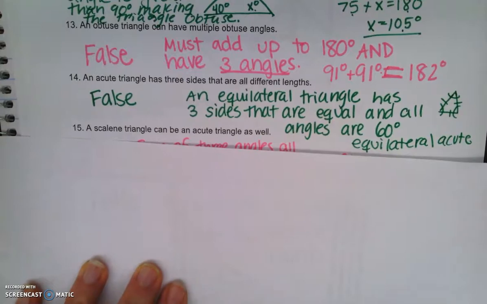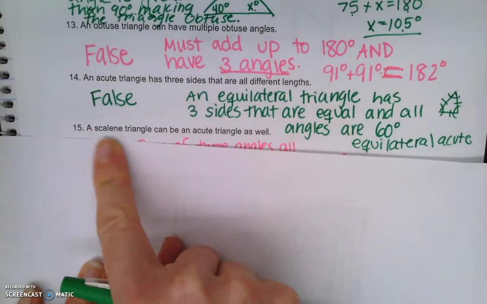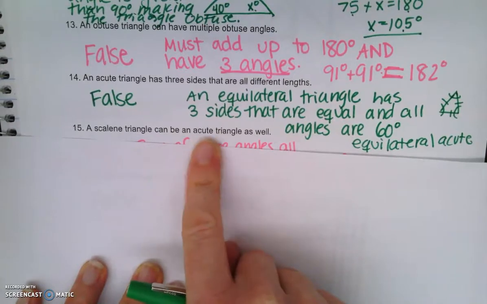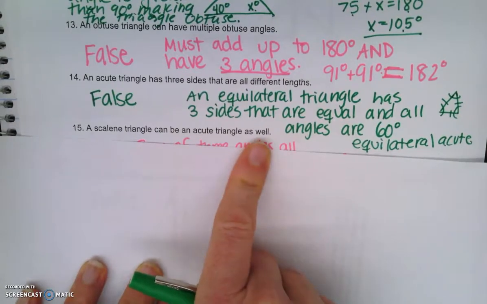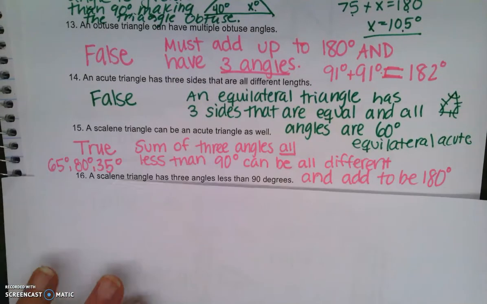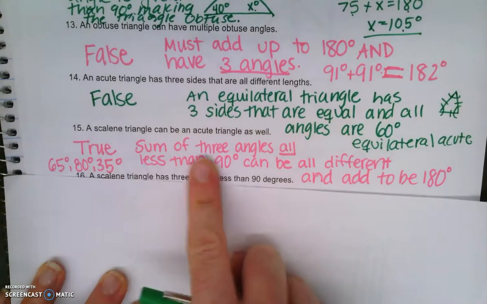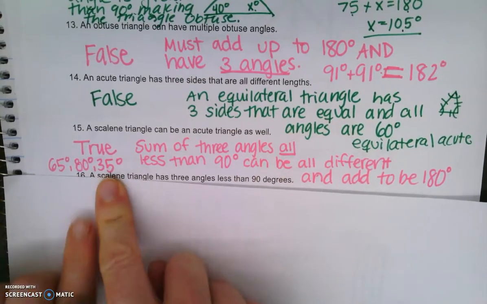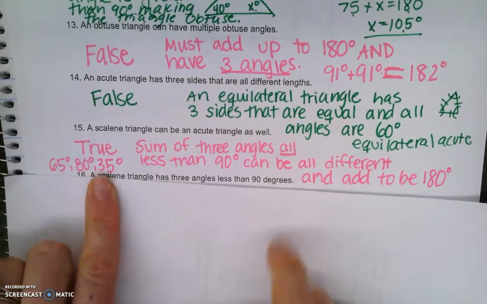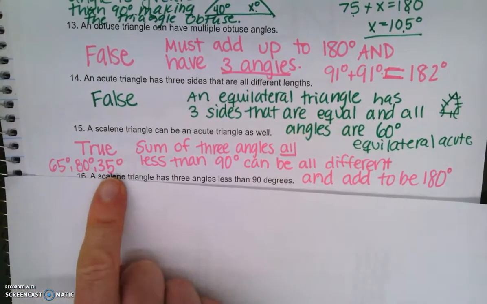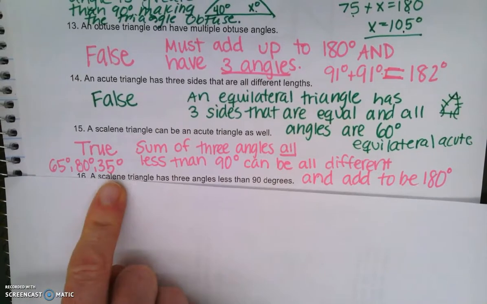15. A scalene triangle, scalene, all three sides are different lengths, can be acute. All angles are less than 90. Well, it's saying it can be. So is this true or false? That's true. So if the sum of all three angles, which are all less than 90, and all are different, add up to be 180 degrees. So that's true. 65, 80, and 35, they add to be 180.